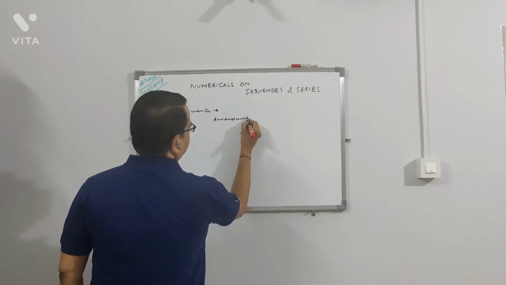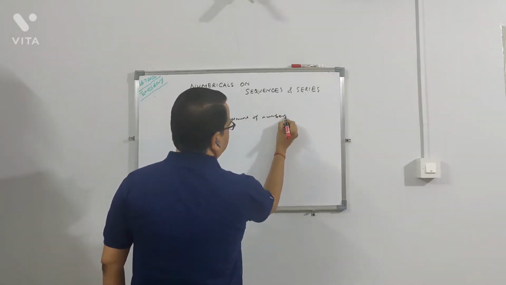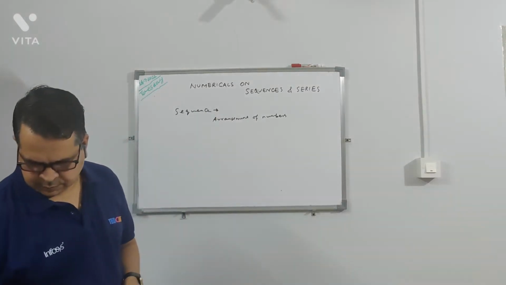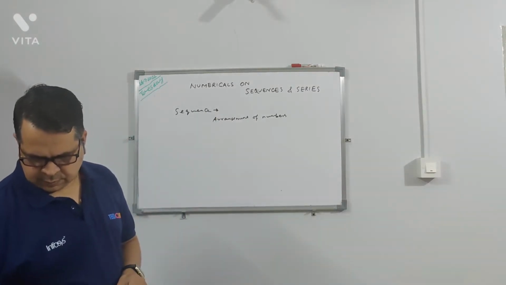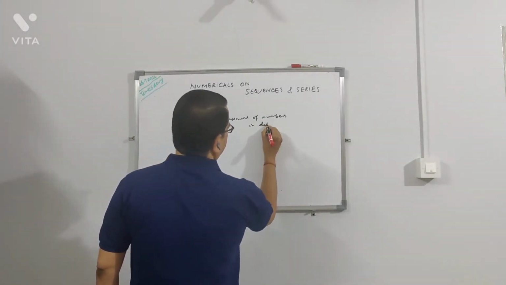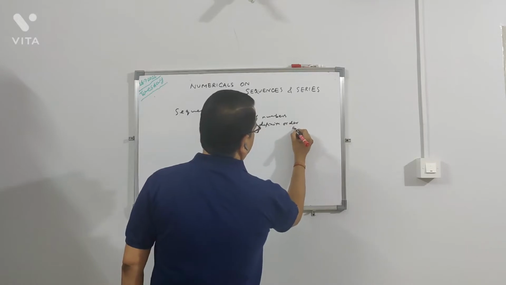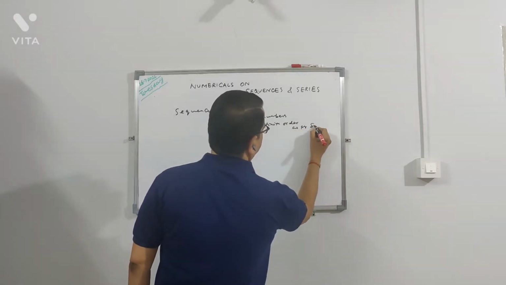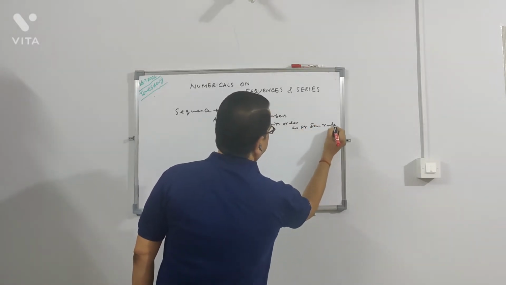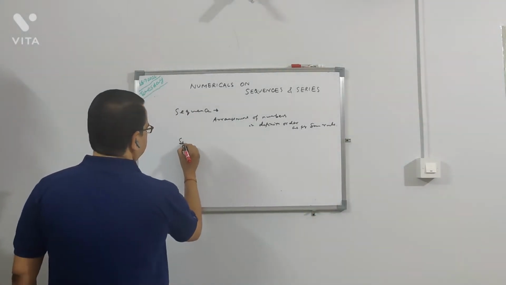Arrangement of numbers in definite order as per some rule. So this is a sequence. Then what is a series?